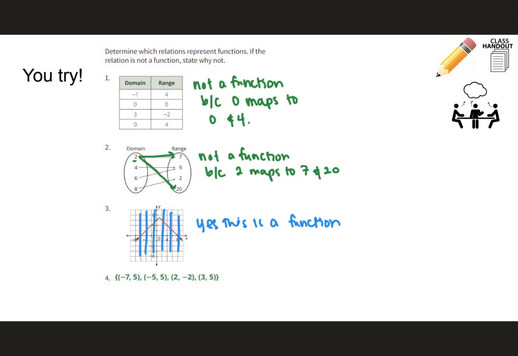All right, number 4, these are ordered pairs. In ordered pairs, we're going to look at all the x values first, which I'm going to highlight in blue just so I can differentiate. I see -7 goes to 5. There are no other -7s in my domain. Next one is -5. I don't see any other -5s in my domain, so that's okay. I see a 2. There are no other 2s in my domain, so that's okay. And then I see a 3. There are no other 3s in my domain, and that goes to a single value. So this would be considered a function because every x value has exactly one y value. So I'm going to say, yes, this is a function.